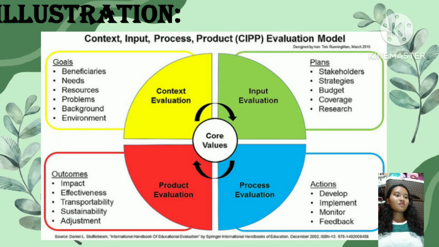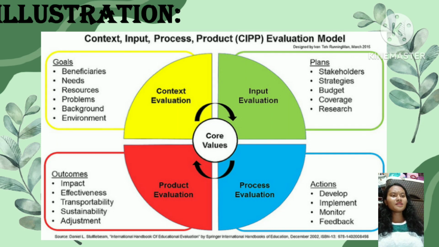So here is the image of this model. So we have the context evaluation, the input, the product, the process. We have our goals, our plans. In our input, our product are the outcomes. The process are the actions that we need to do.